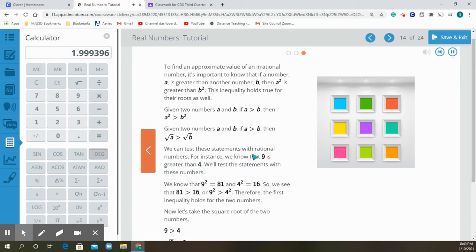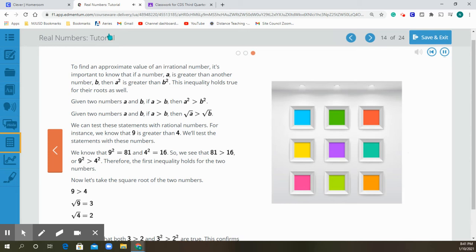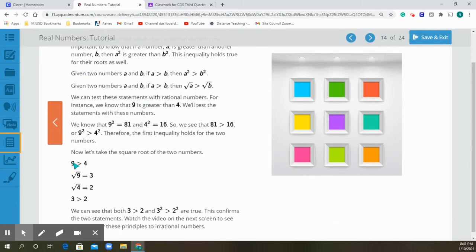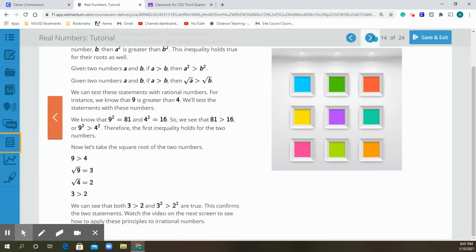We can see that both 3 is greater than 2 and 3 squared is greater than 2 squared are true. This confirms the two statements. Watch the video on the next screen to see how to apply these principles to irrational numbers. This is a way of saying that if 9 is greater than 4, then the square root of 9, which is 3, and the square root of 4, which is 2, that means 3 is greater than 2, and so on.